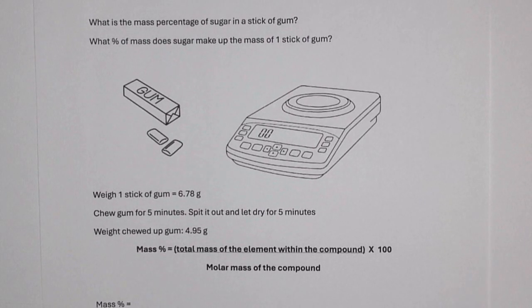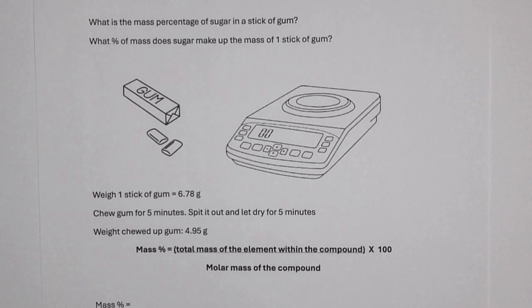Then I'm going to chew the gum for 5 minutes, because when I'm doing that, it's going to dissolve the sugar that's in the gum. Then I'm going to spit it out and let it air dry. And then I'm going to weigh the chewed up gum that now doesn't have the sugar in it. Then I'll be able to determine, from that original piece of gum that was not chewed, by mass, how much sugar made up that mass.